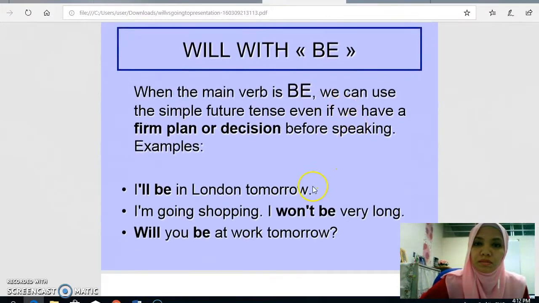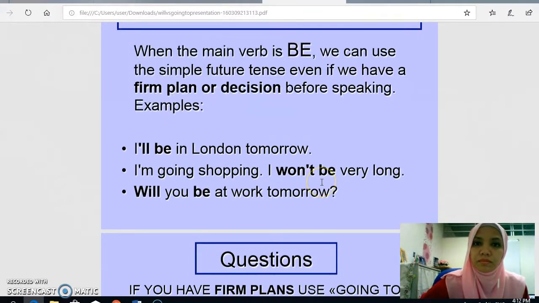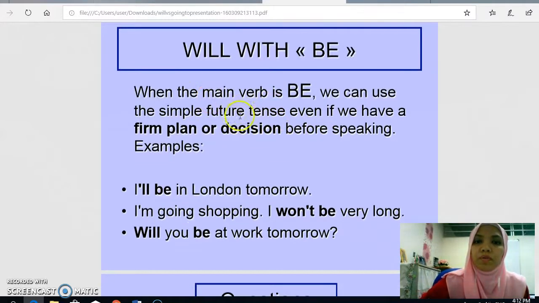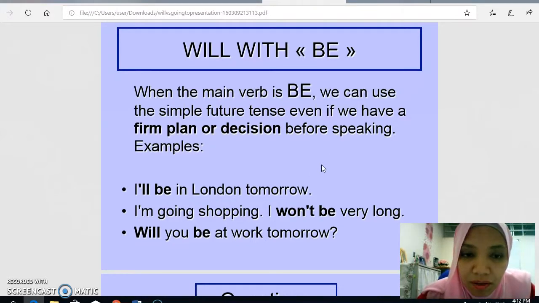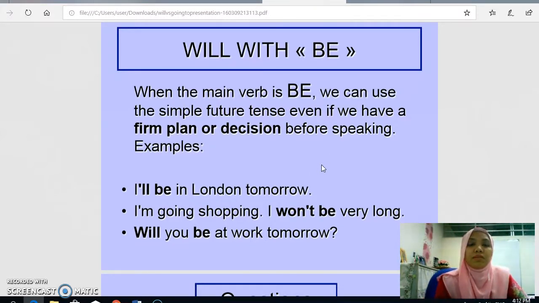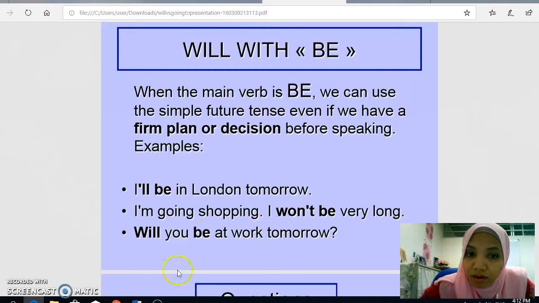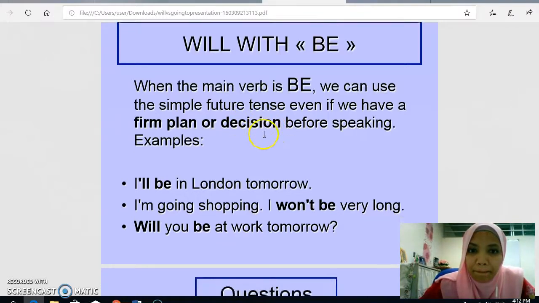Alright, so next. It says here, when the main verb is be, we can use the simple future tense even if we have a firm plan or decision before speaking. For example, I'll be in London tomorrow. I'm going shopping. I won't be very long. Will you be at work tomorrow? So we can use simple future tense even if we are talking about a proper plan before speaking.